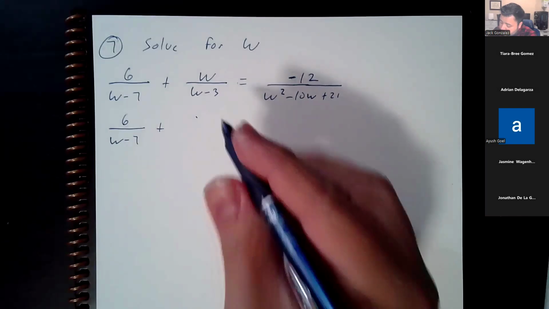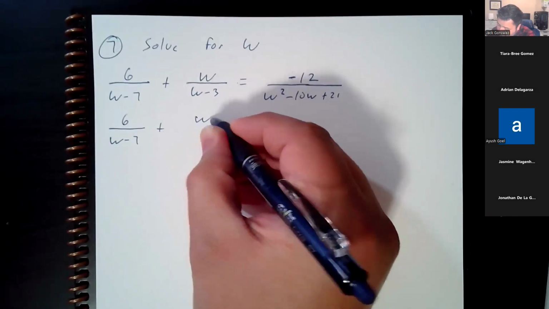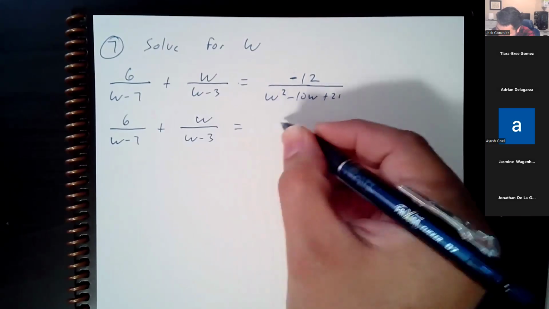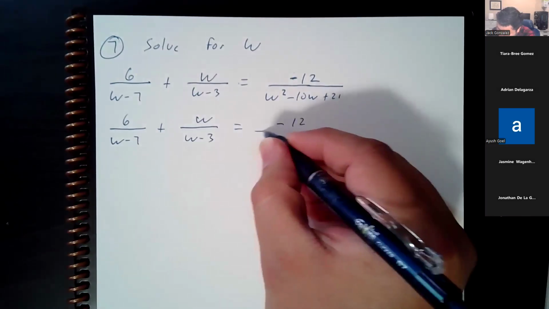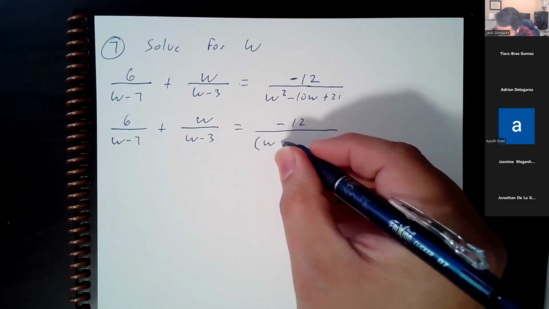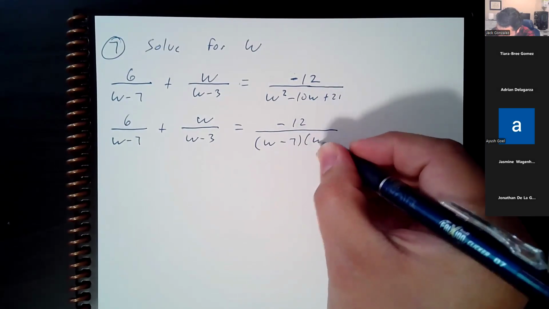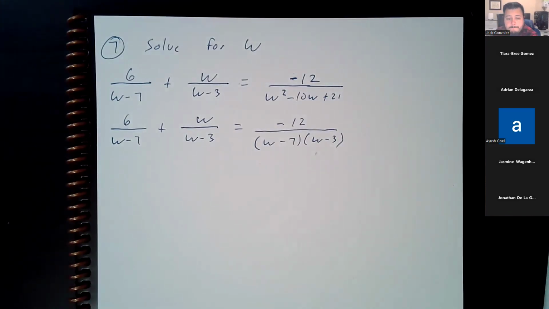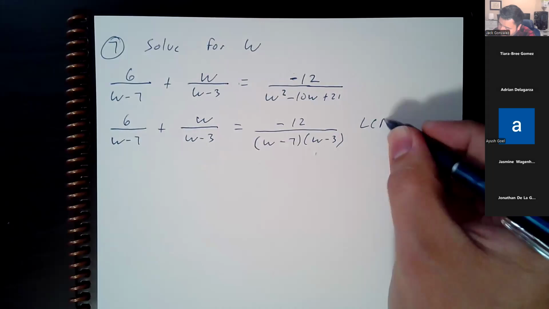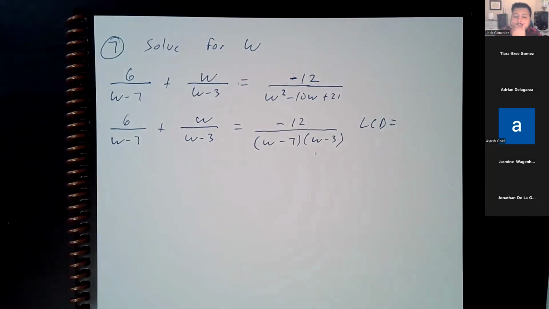So always check if they can be factored. If they can't, then you're good. This side can be factored. So what's the LCD when you see this? You see all three fractions.